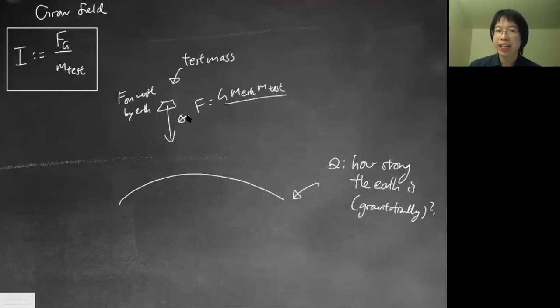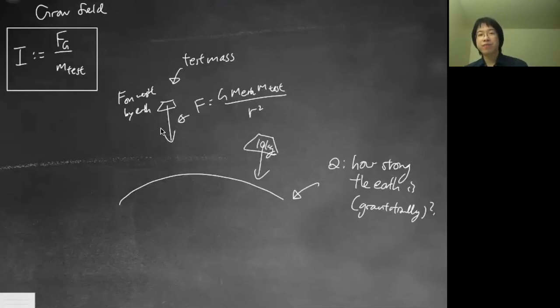The only way to be fair in calculating how strong the Earth is, is to not care about my test mass, because if someone else uses a bigger test mass, say 10 kilograms, you will get a larger force. But that doesn't mean the Earth is stronger. It just means your test mass is stronger. The way to get around this is to not calculate the force, but introduce a new idea called field. The new idea is you divide by whatever object you're testing it with. Then I can calculate the field.